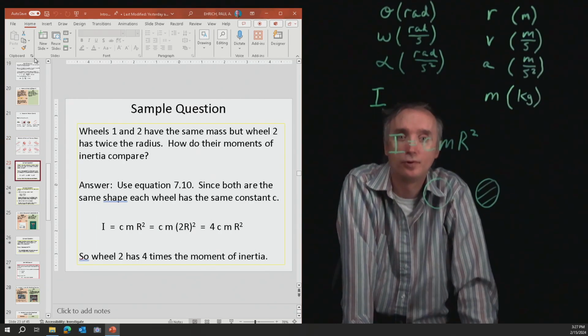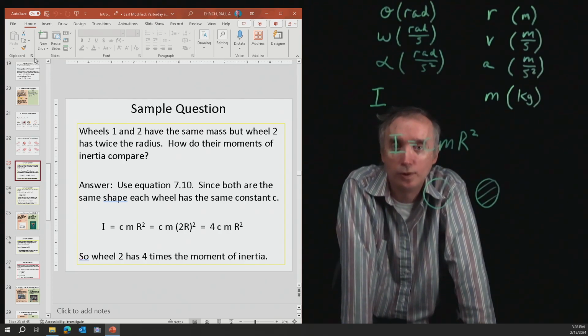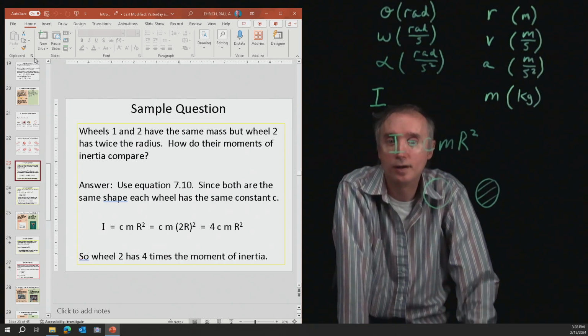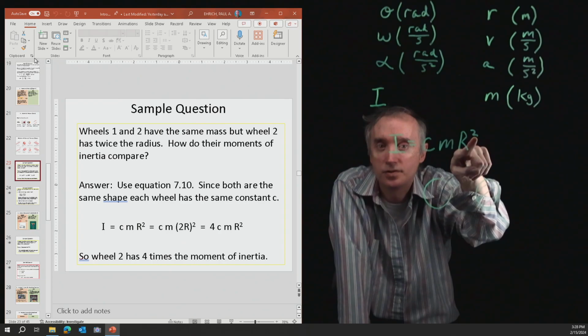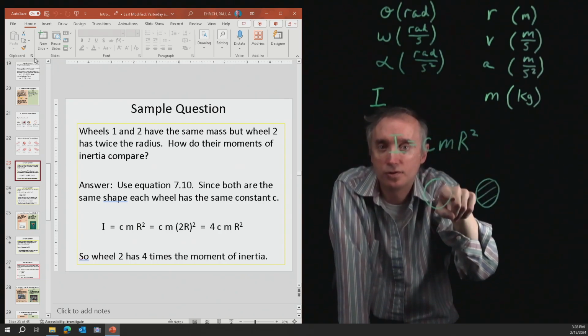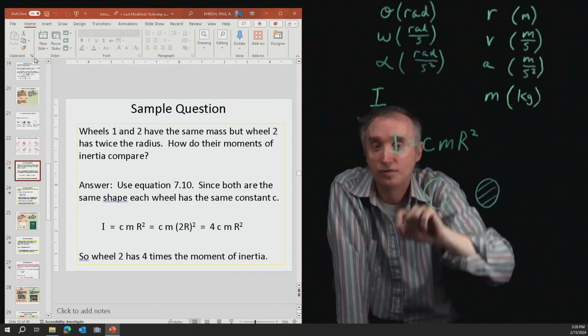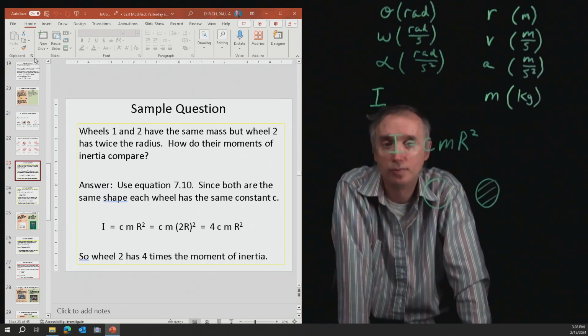So here's a sample question. You have two wheels. Wheel number 1 and wheel number 2 have the same mass, but wheel number 2 has twice the radius. How do their moments of inertia compare? Okay, so remember, take the R and square it. Wheel number 2 has 2 times the radius, so 2 squared is 4. Therefore, it's going to have 4 times the moment of inertia.